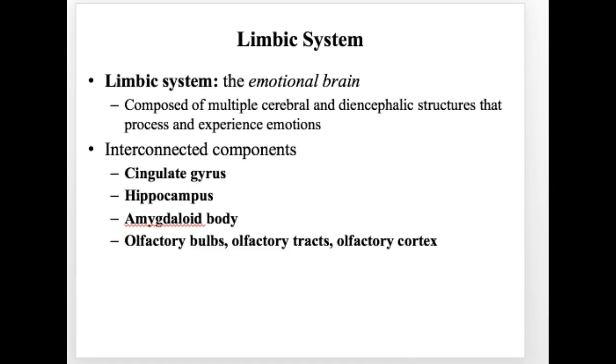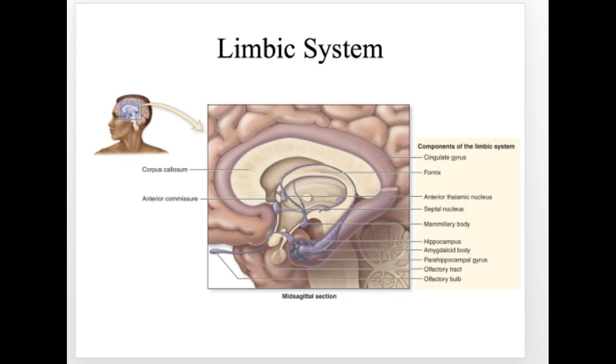We'll finish up with discussing the limbic system, or the emotional brain. The limbic system is composed of multiple cerebral and diencephalic structures that process and experience emotions. There are interconnected components which include the cingulate gyrus, the hippocampus, the amygdaloid body, as well as olfactory bulbs, tracts, and cortex.